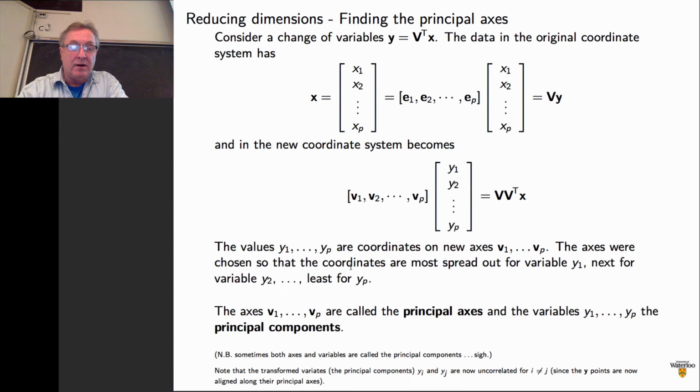Some language here: these are called the principal axes of the data, and the values, these variables y1 to yp, the principal components. And a footnote here: note that sometimes you'll find both the axes and the variables are called principal components when you look out there in the vast world of the internet and various books and authors. But think about these as the geometry here. I'm picking up the axes and the coordinates.